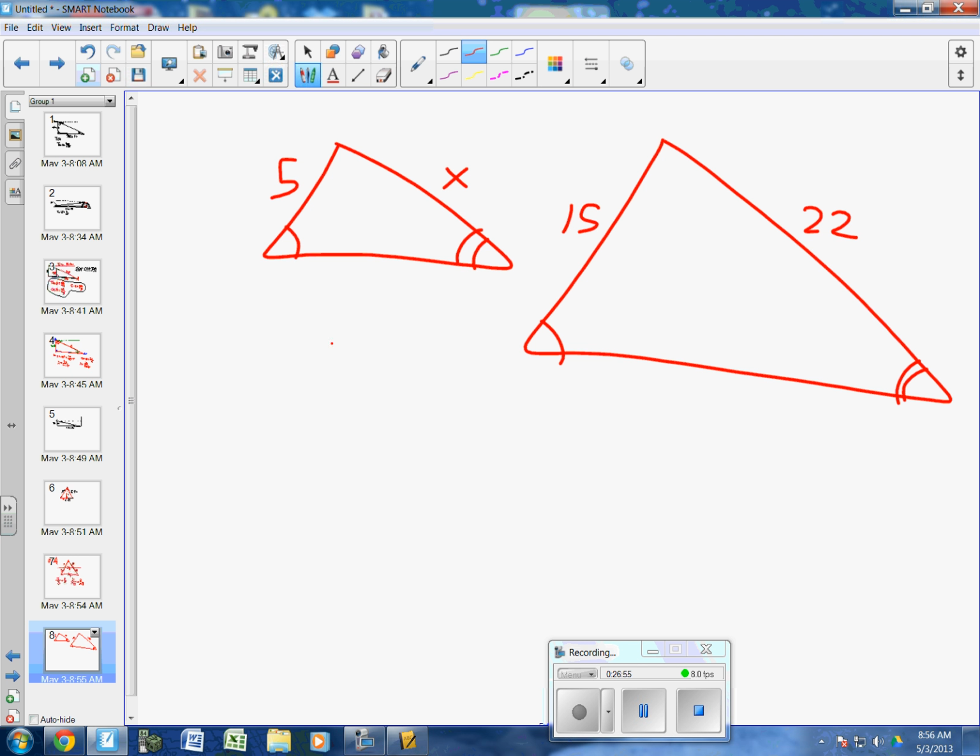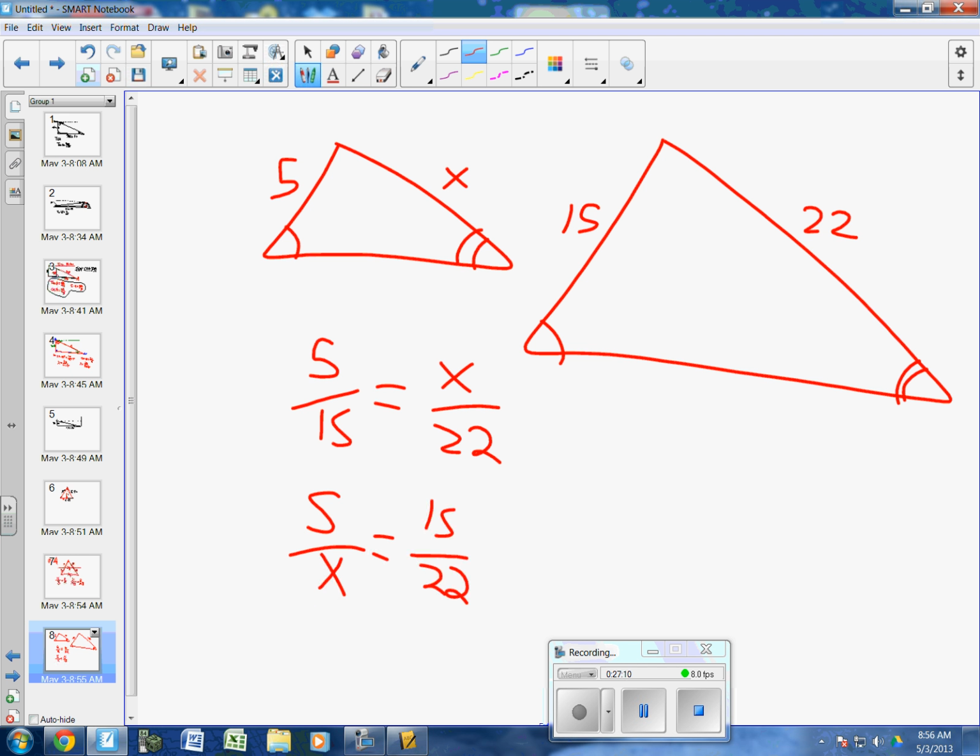So how do I do that? What's the proportion I would write? You could write 5 over 15 equals x over 22, or you can do 5 over x equals 15 over 22. Either way, you're multiplying the 5 by the 22 and the x by the 15, right? Okay, so that will be on the test, the quiz.